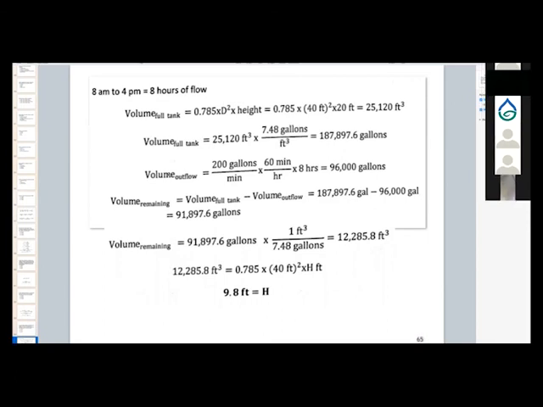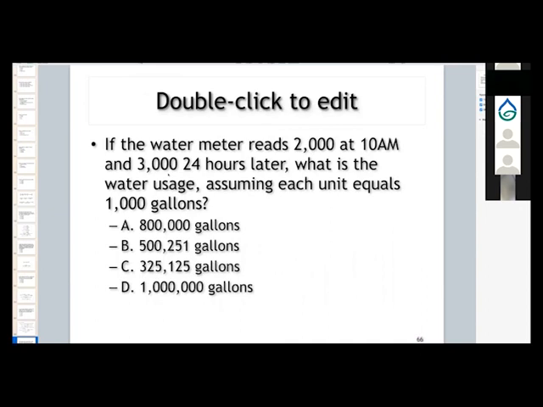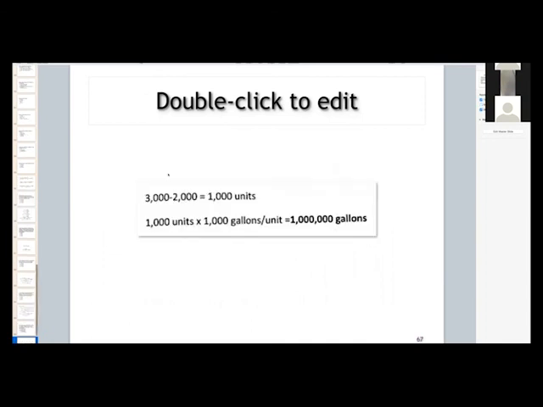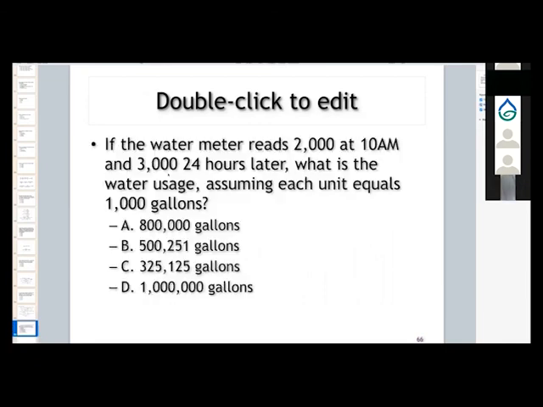Let's see. If the water meter reads 2,000 at 10 a.m. and 3,000 24 hours later, what is the water usage, assuming each unit equals 1,000 gallons? So 3,000 minus the 2,000, that's the 24-hour usage, 1,000 units. 1,000 units times 1,000 gallons, because 1 unit is 1,000. And then you get 1 million gallons. So the answer was D.